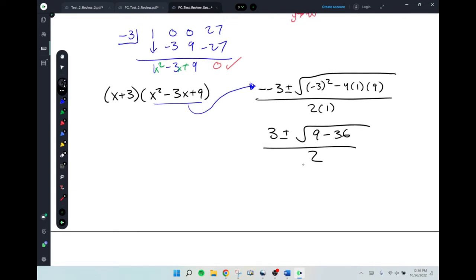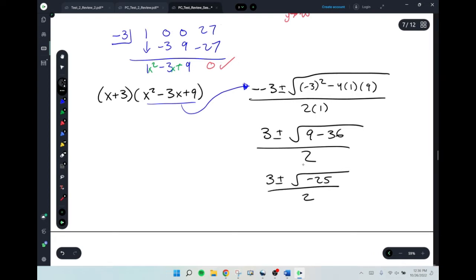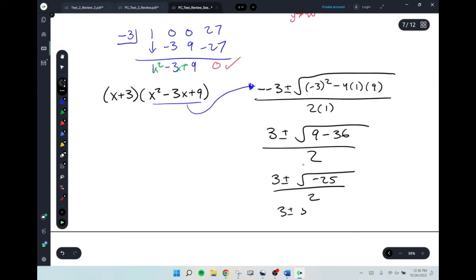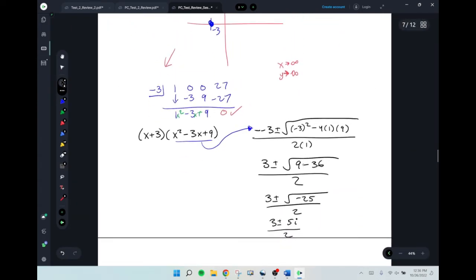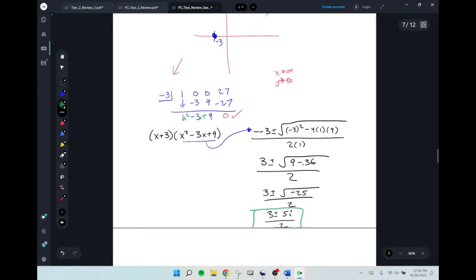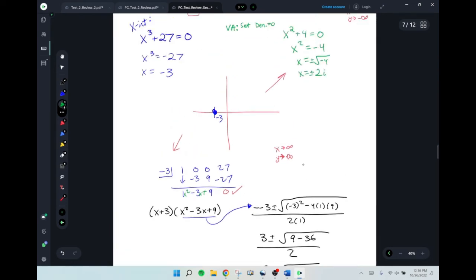Heck, let's keep going. Let's just find them, even though they're imaginary. 3 plus or minus the square root of negative 20. Oh, nice. Which is 3 plus or minus 5i, all over 2. That's it. We can't do anything else, right? Can we graph those 2 points? They have an i, so you can't graph them. Can't even try, not on this. Those are roots or x-intercepts or zeros or whatever you want to call them.